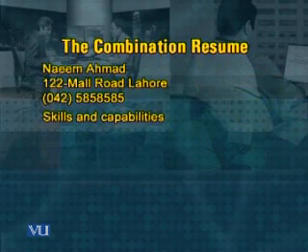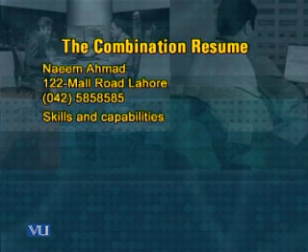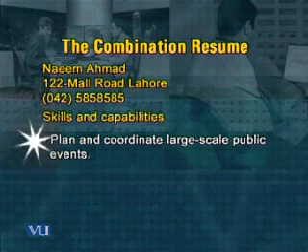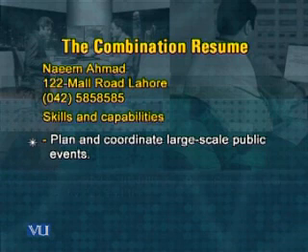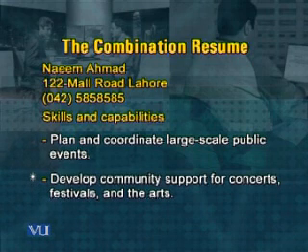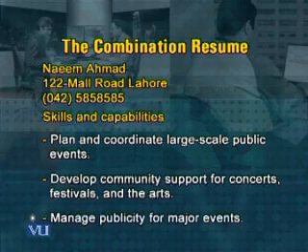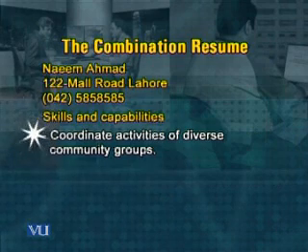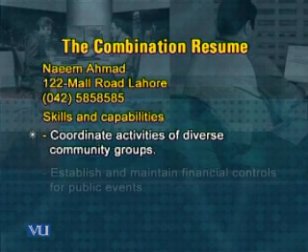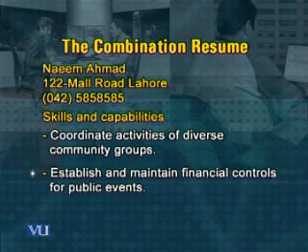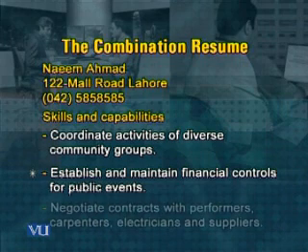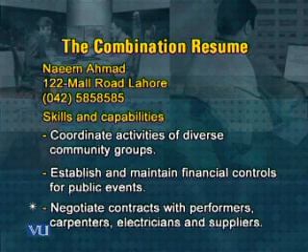Skills and capabilities. For example, we start with skills and capabilities. This is a combination of the two resumes. This is a combination resume. Plan and coordinate large-scale public events. Develop community support for concerts, festivals, and the arts. Manage publicity for major events. Coordinate activities for diverse community groups. Establish and maintain financial control for public events. Negotiate contracts with performers, carpenters, electricians, and suppliers.